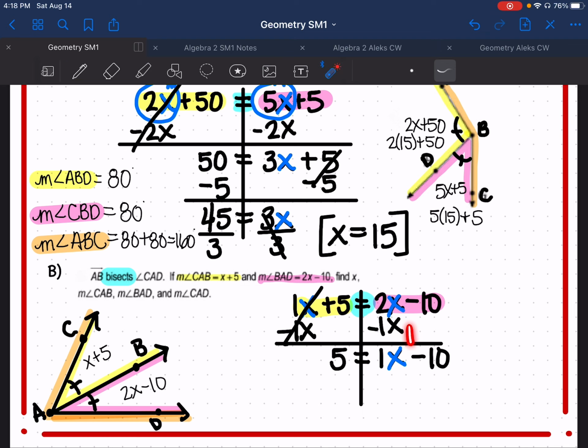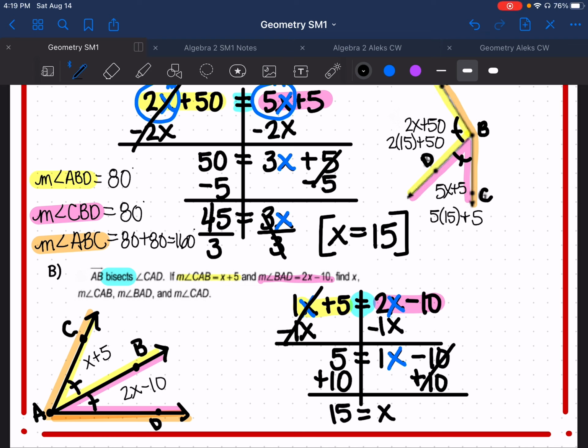You're focusing over here on the right side. Get rid of your add or subtract by doing its inverse, its opposite. I see minus, so I'm going to do plus 10. That's going to cancel me out. What I do to one side, I have to do to the other. 5 plus 10 is 15. I'm going to bring down that x and drop that invisible 1 back to invisibility. There is my answer for x.